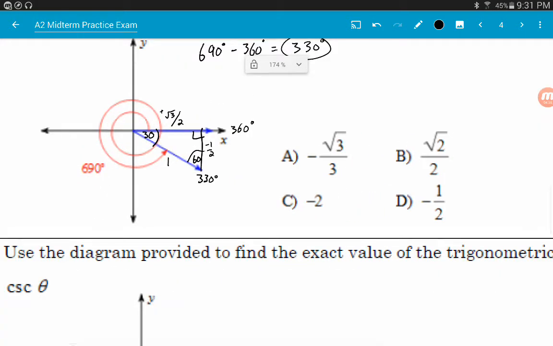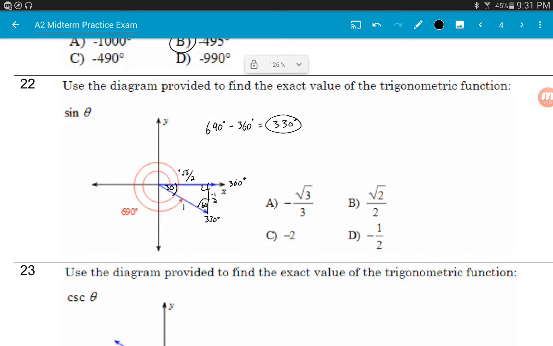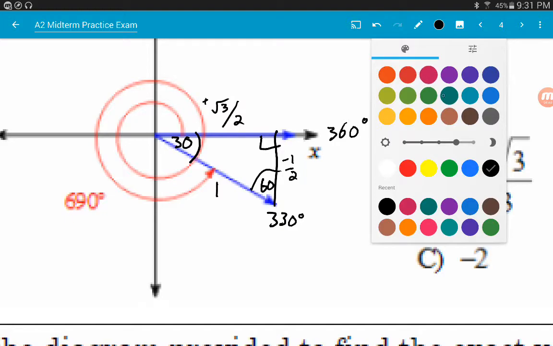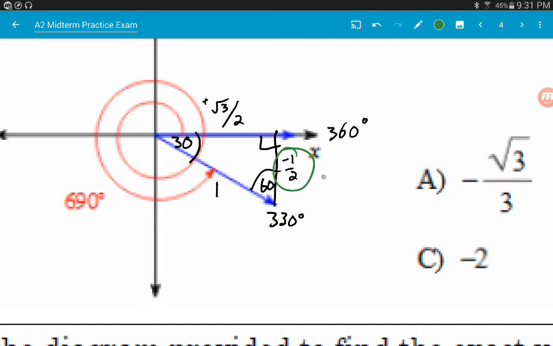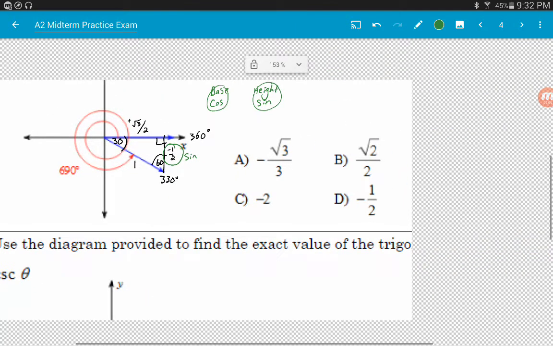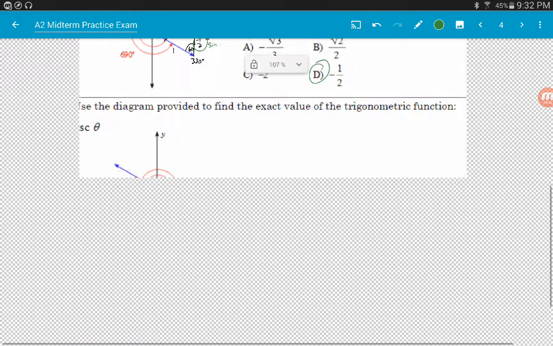So they want to know what the sine of theta is. Now, which one of these is sine? 1/2 is sine. It's the height. So remember that base comes before height, b comes before h alphabetically, and cos comes before sine alphabetically because c comes before s. So that means the base is cos and the height is sine. So what they wanted was this, negative 1/2.